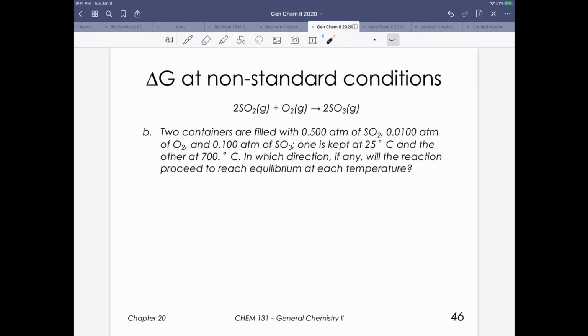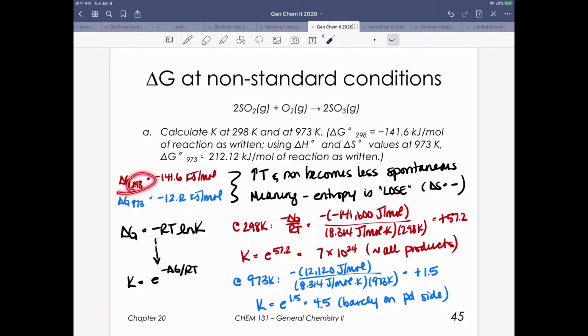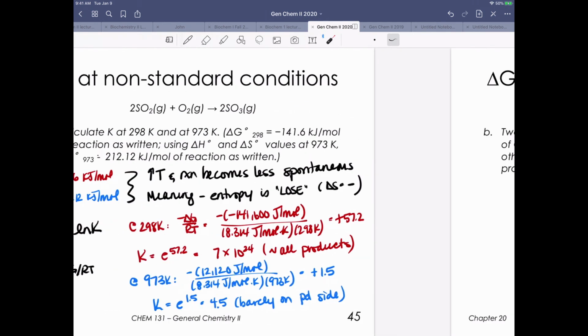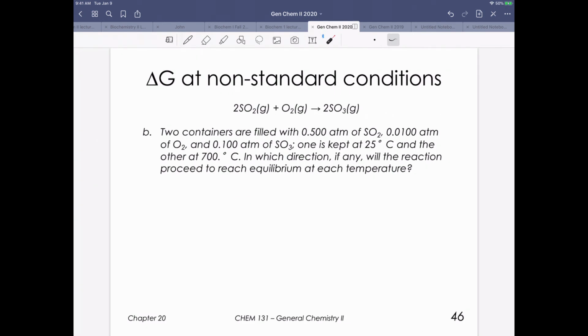The last little piece we're going to work through here is thinking about equilibrium shifting. So this is again a Q versus K comparison. They tell us that we've got two containers that are filled with gas. One we're going to keep at 25, one we're going to keep at 700. And keep in mind 25 is 298, 700 is 973. They've told us the amount of gas that they put in there. We want to know, will any of these, or which direction, if any, will these reactions proceed to reach equilibrium?